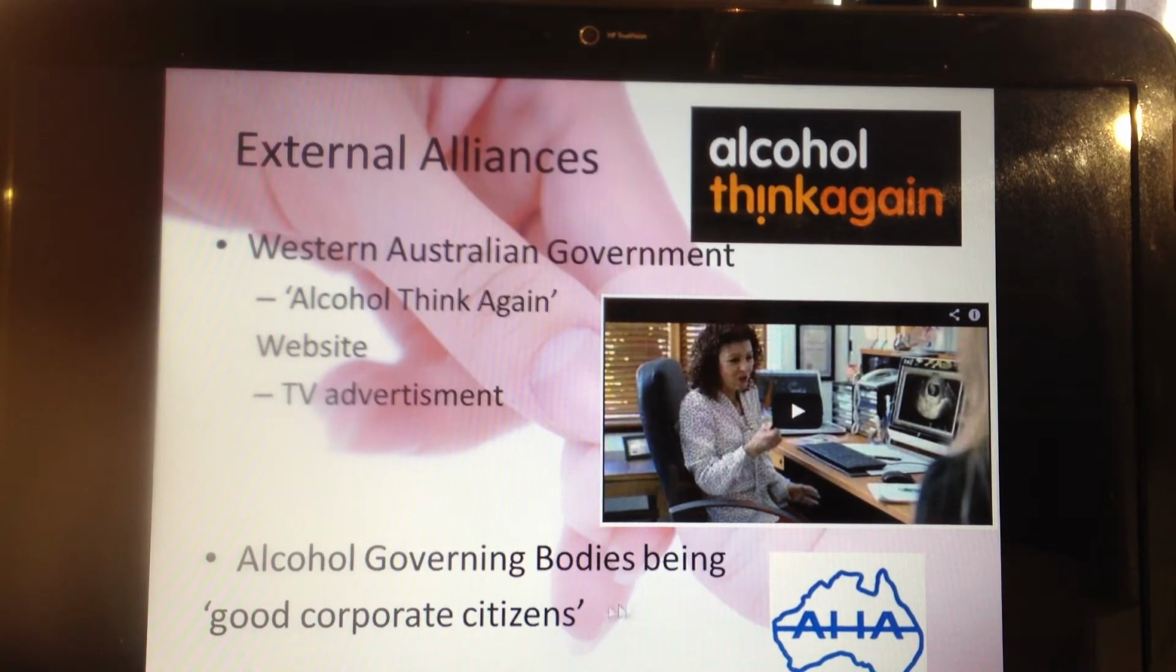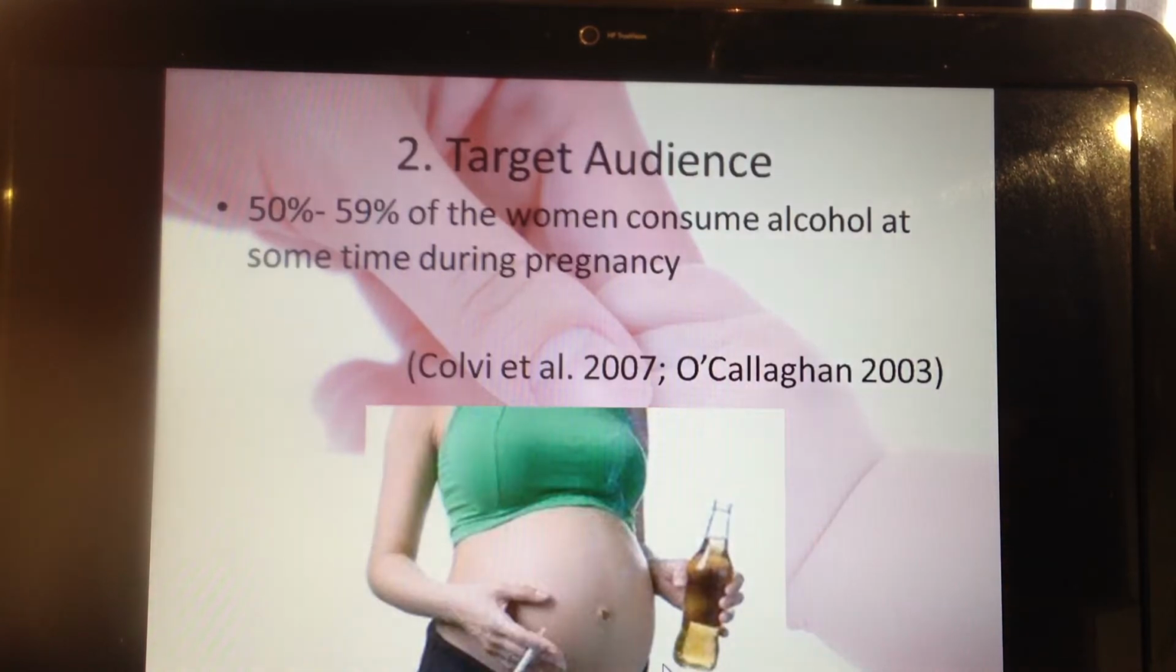And also gaining alliances with alcohol governing bodies such as the Australian Liquor Stores Association or the Australian Hotels Association, who may be willing to be good corporate citizens and provide sponsorship or allow promotional materials in their establishments, can benefit our campaign.